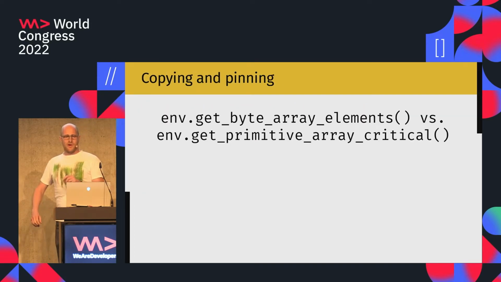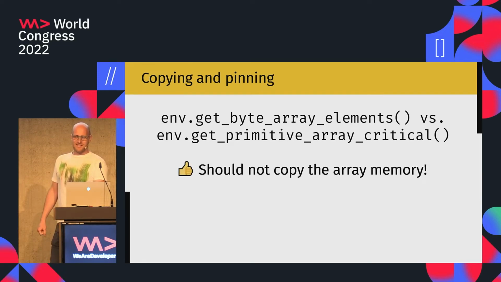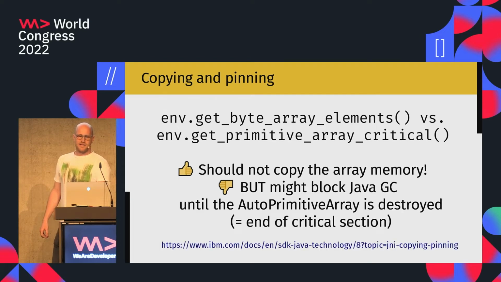There is also an alternative to this get_byte_array_elements, namely get_primitive_array_critical. The difference is get_primitive_array_critical should not copy the array memory, but it might block the Java garbage collection until the returned auto primitive array is destroyed, which is the end of the critical section. I'm saying should and might because it depends on the JVM implementation, but for most implementations, this should be true. And if you have large data, you would want to avoid having to copy large data.